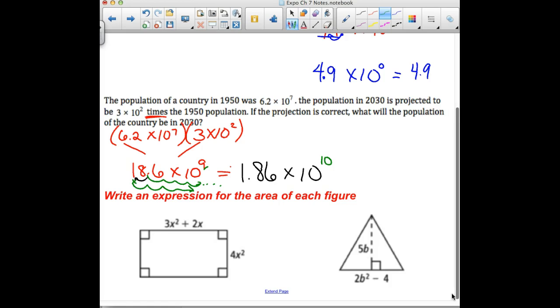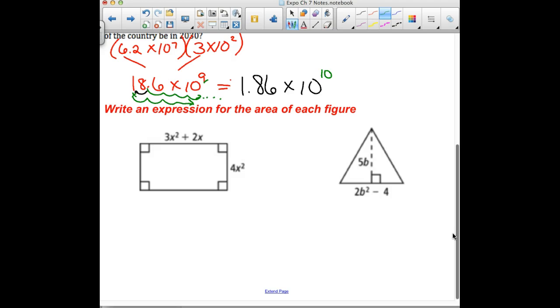All right, our last examples. It says to write an expression for the area of each figure. Now, hopefully you remember from middle school, area of a rectangle is length times width. So we have a length of this and we have a width of this. All right, we have to multiply those two together. So 4x squared needs to be multiplied to 3x squared plus 2x.